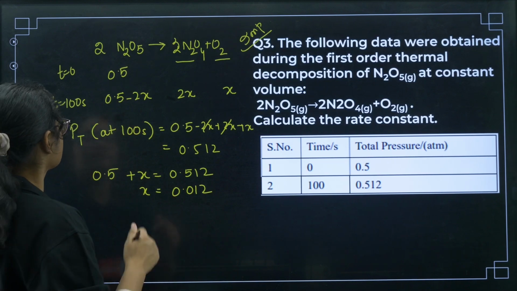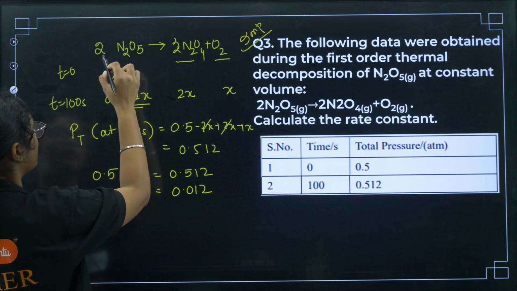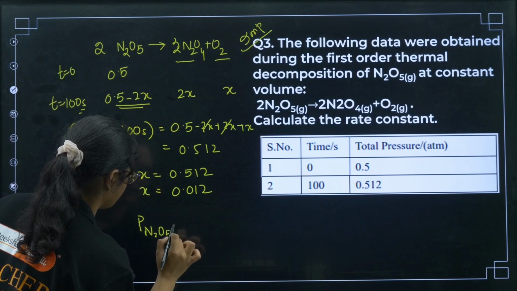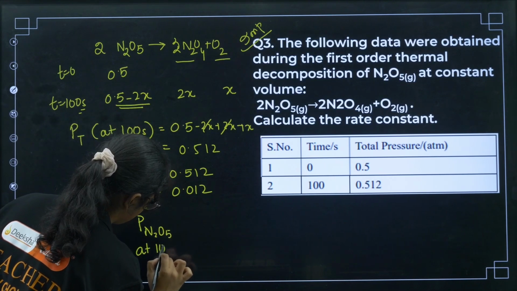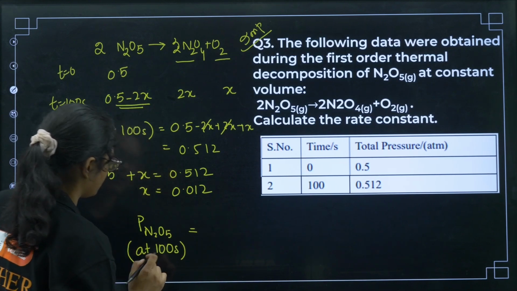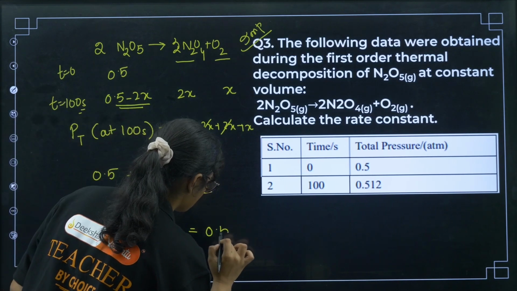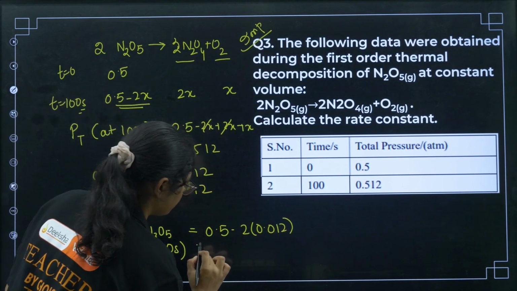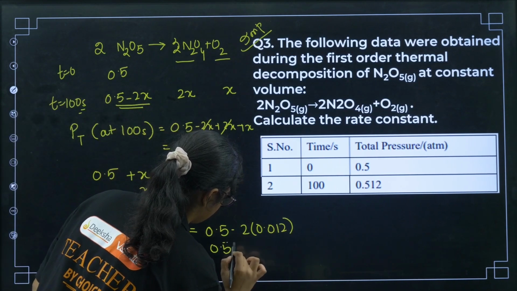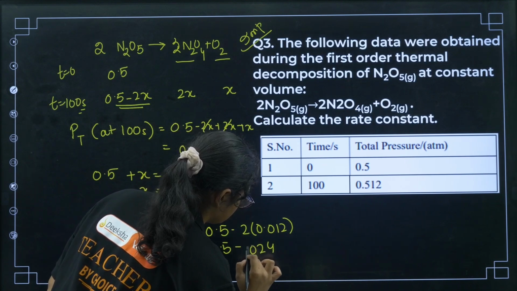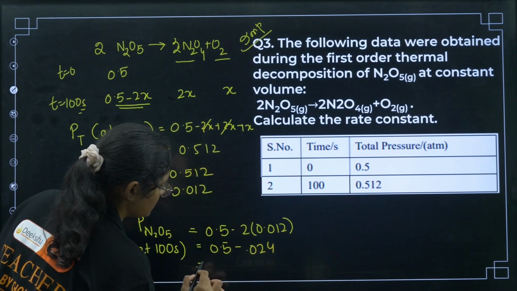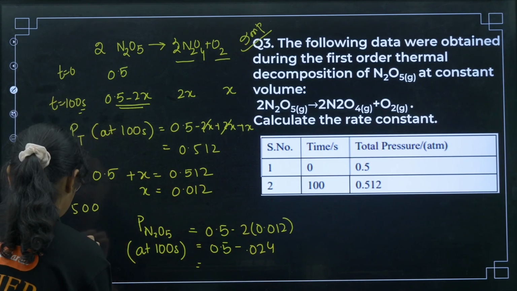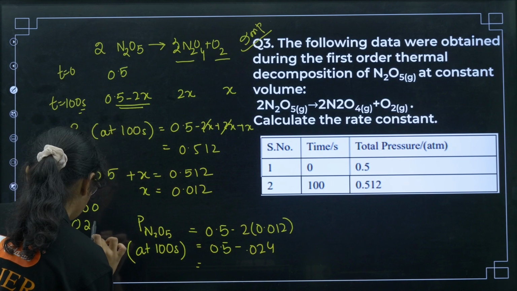Next, what we have to do? We have to see the pressure of N2O5 at 100 seconds. That will be 0.5 minus 2 into x. If I solve this, we will get 0.500 minus 0.024.